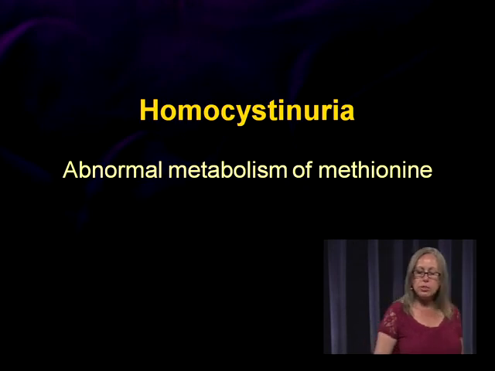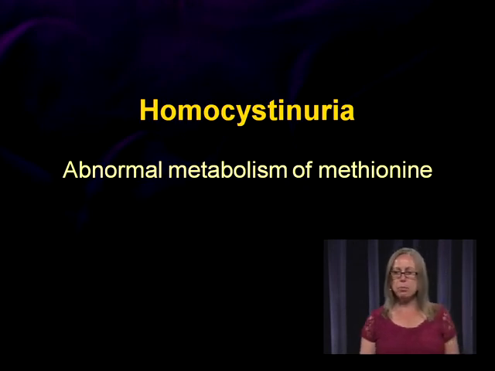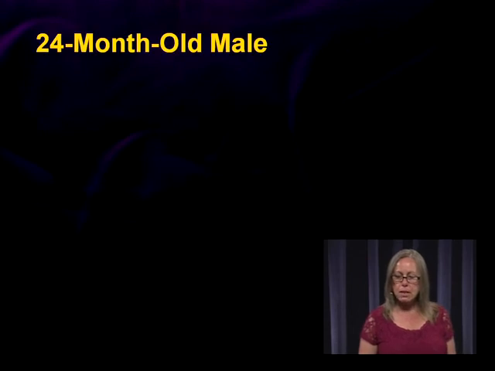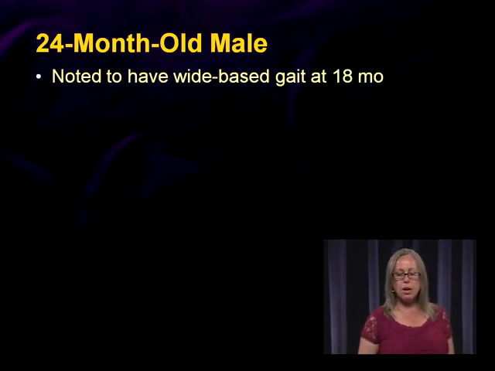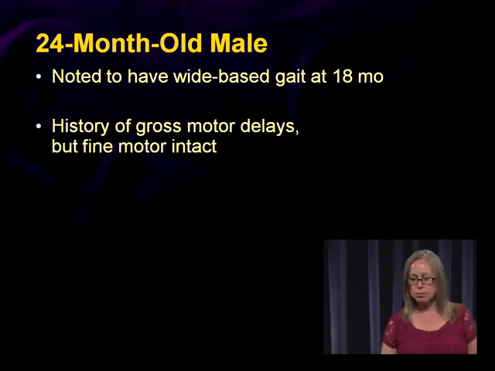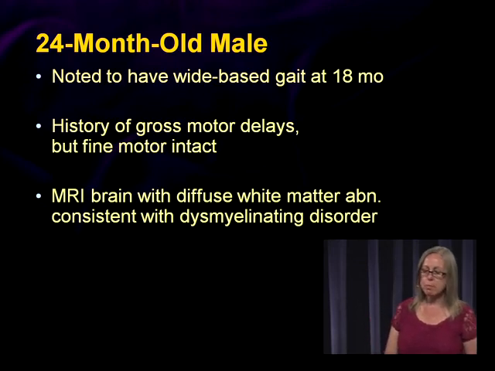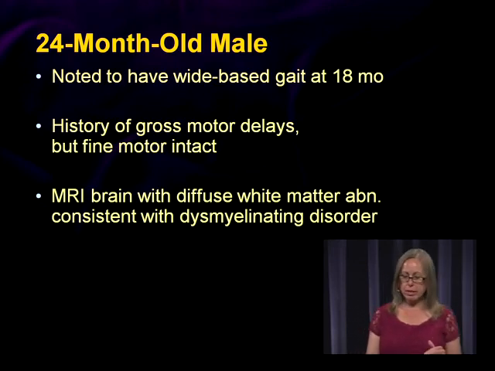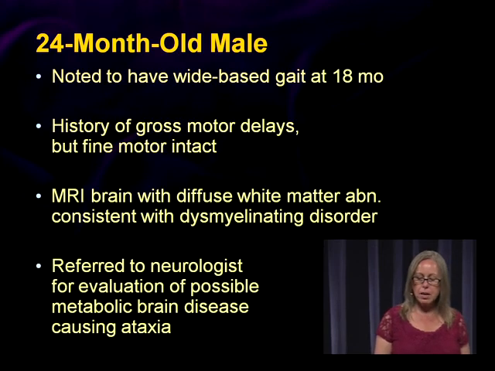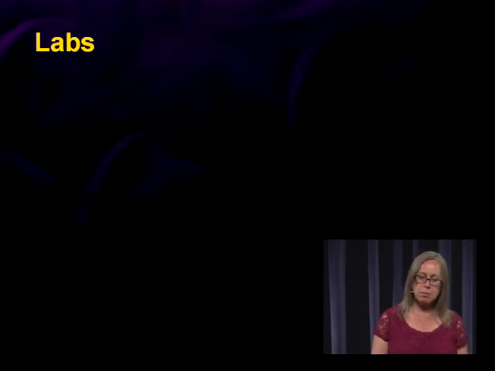All right, homocystinuria is an abnormal metabolism of methionine. Well, case presentation: 24-month-old male, noted to have a wide-based gait at 18 months of age, history of gross motor delays, but good fine motor skills. An MRI of the brain showed diffuse white matter abnormalities consistent with a dysmyelinating disorder. And he was referred to the neurologist for evaluation of possible metabolic brain disease causing ataxia.